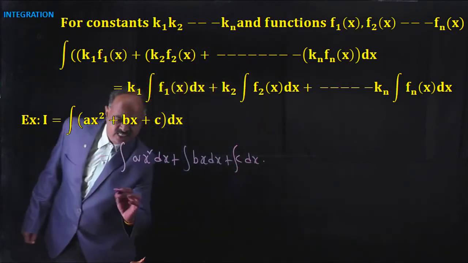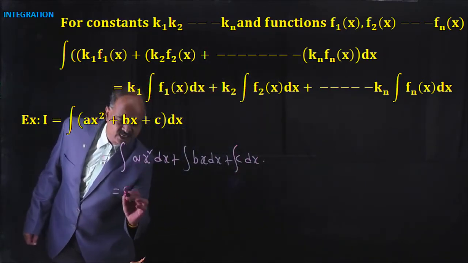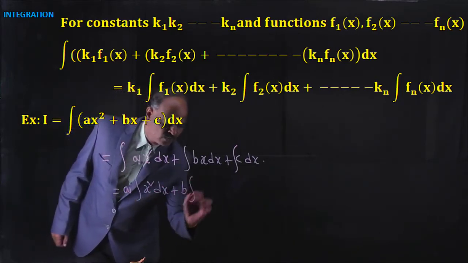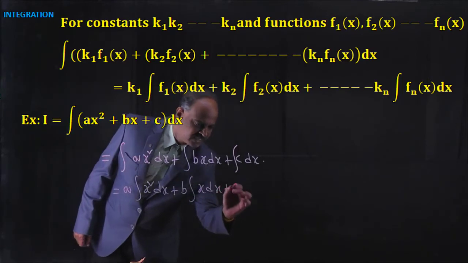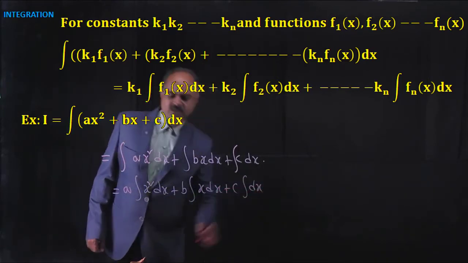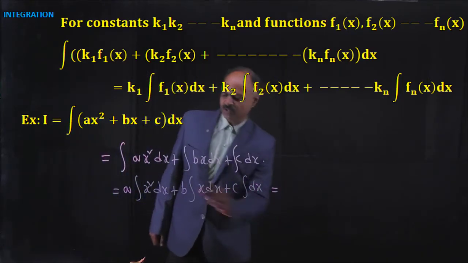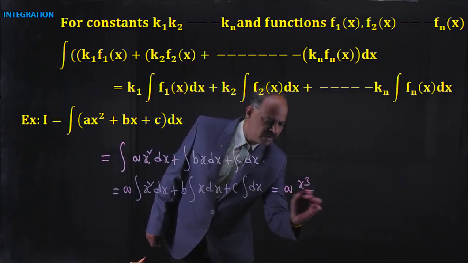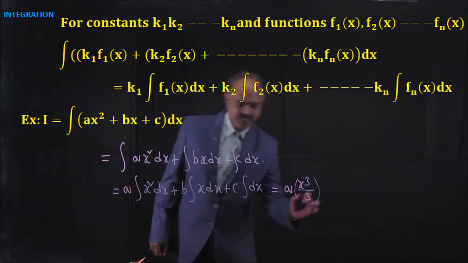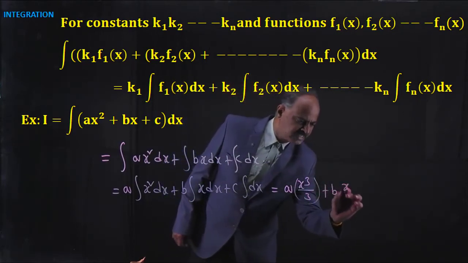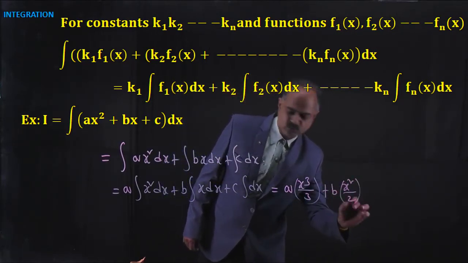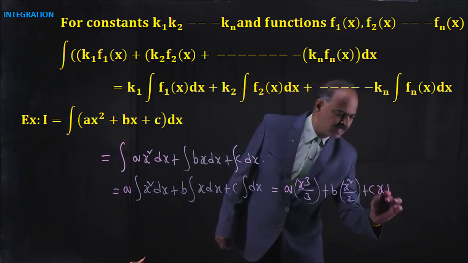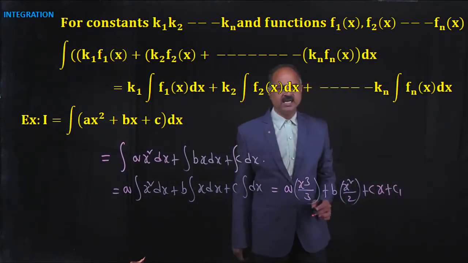Now here this can be written as, where a is constant, a into integral x square dx plus b into integral x dx plus c into integral dx. Now here a into integral x square dx equals a into x cube by 3, plus b into integral x dx equals x square by 2, plus c into integral dx equals x plus integration constant c1.